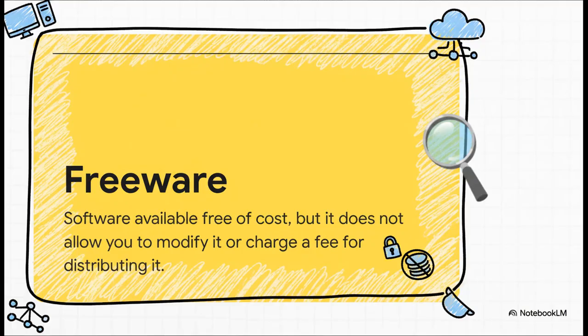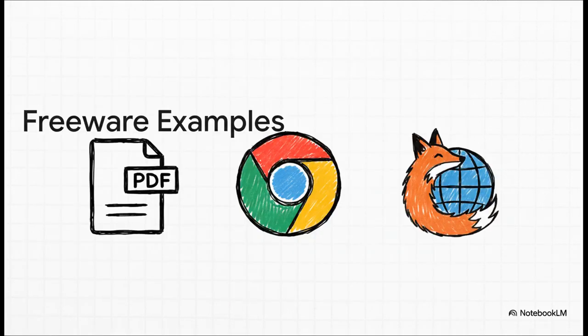First up, we've got freeware. And it's pretty much what it sounds like. Software that's free to download and use. The catch is that you don't get the keys to the kingdom. You can't see the code, you can't change it, you can't sell it. Use it as much as you want, but that's it. And you probably use freeware all the time without even thinking about it. Adobe PDF Reader, freeware. Google Chrome, Mozilla Firefox, both freeware. These are super powerful programs you get to use without ever paying a cent.